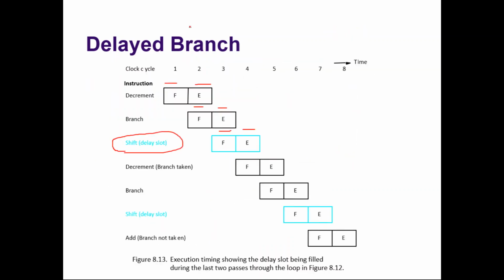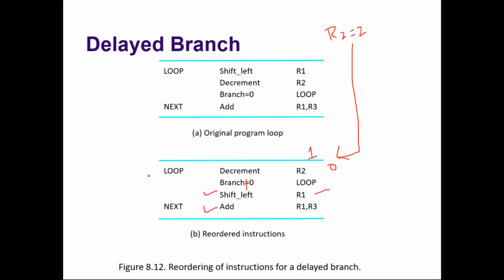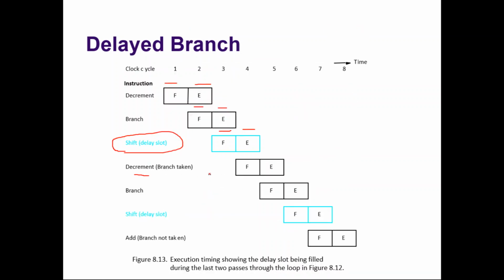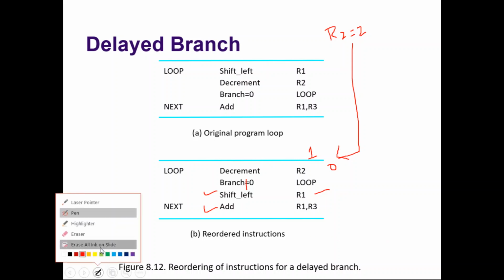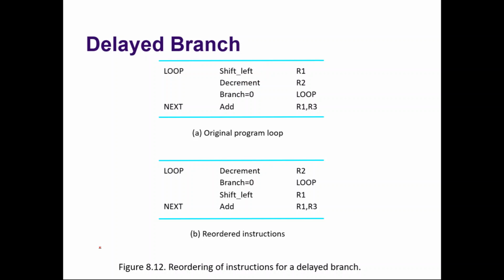But here the branch is taken. If the branch is taken, after this the decrement should come again. So again decrement is executed, fetch and execute. Again branch, fetch and execute. Again this shift delay slot, fetch and execute. In the last case, when R2 is 0, the branch is not taken, so the add will execute, fetch and execute. Is it clear? So delayed branch is one technique to reduce the branch penalty, or hazard, or pipeline stall.